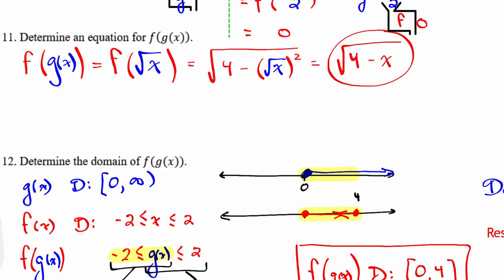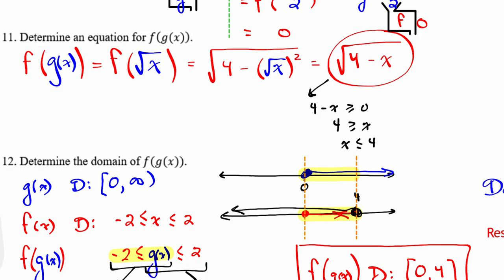As I look at this, I could say, well, what are the restrictions here? My radicand, 4 minus x, has to be greater than or equal to 0, which means 4 is greater than or equal to x, or x is less than or equal to 4. So from that, I could have had these values in this direction, and then when I look to see what's the overlap of these two inequalities, again I get between 0 and 4.